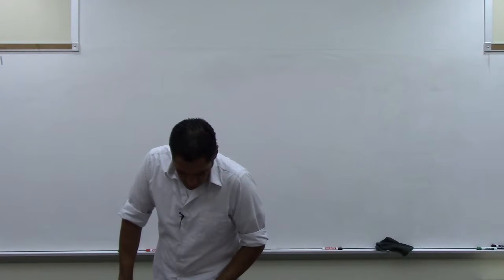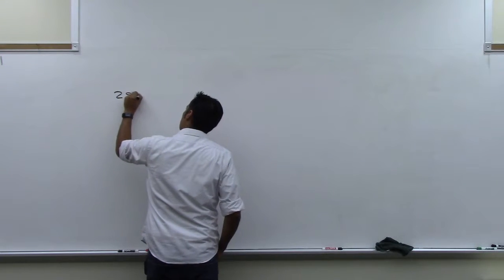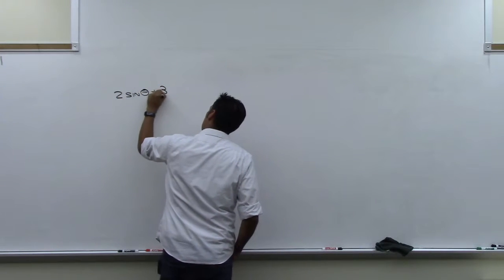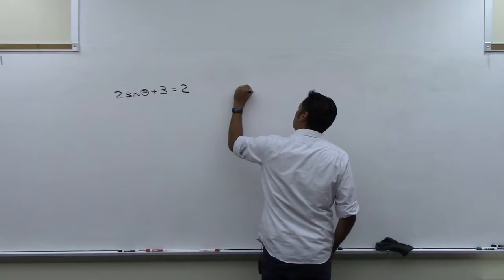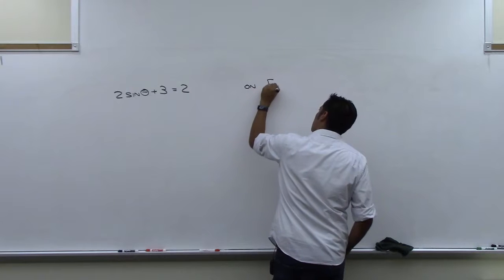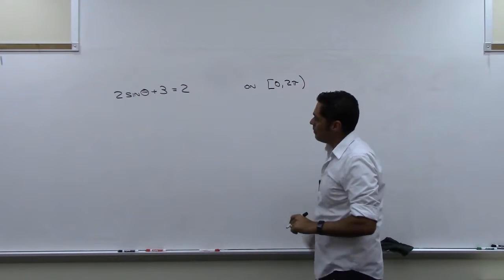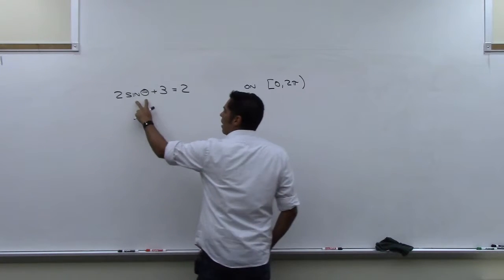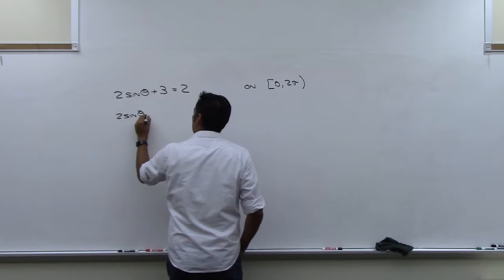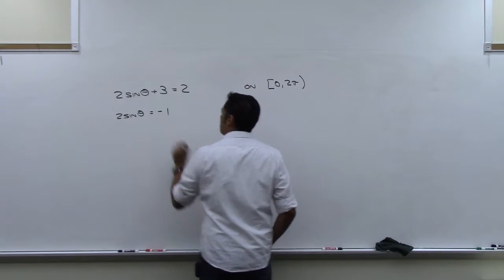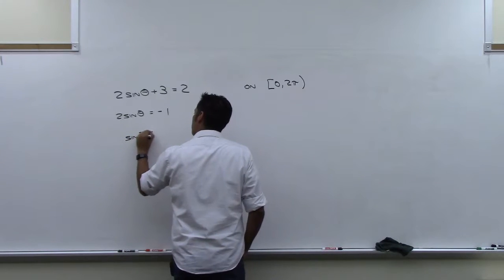All right, so 2 sine theta plus 3 equals 2. And we're looking on the interval 0 to 2 pi, not including 2 pi. So what we'll do here is try and isolate sine theta. So 2 sine theta, and subtract 3 from both sides, which gives me -1. I'll divide both sides by 2.